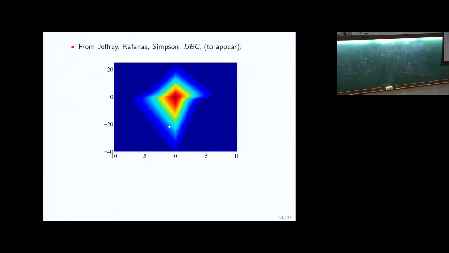So here's what I've computed numerically. I've got x on the horizontal axis and y on the vertical axis. Different colors correspond to different heights of my density. So the dark red in the middle is where the highest value of the density is.